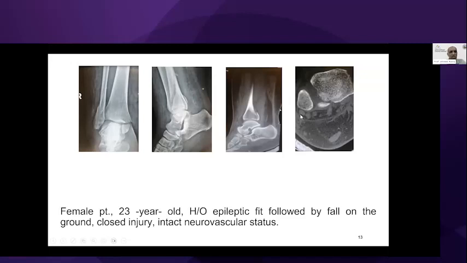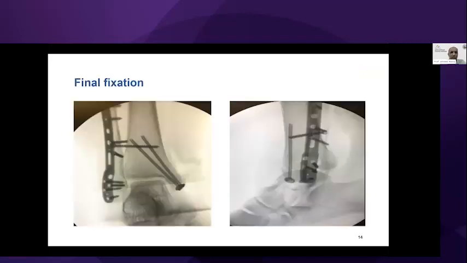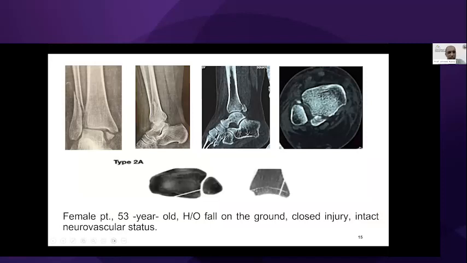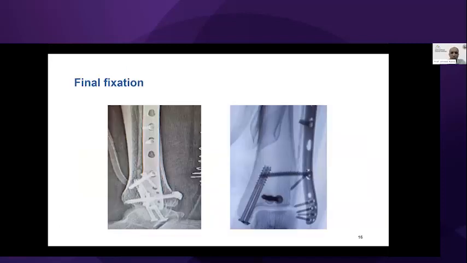And according to Mason classification, this is type 1, and this is what was done according to their treatment guidelines. There was only syndesmotic fixation. The second case, as we can see, there is a larger posterolateral fragment that the fracture line crosses through the incisura itself, and according to the classification, this is type 2A, and this is what was done. There was direct open reduction internal fixation of the posterior malleolus using two screws.